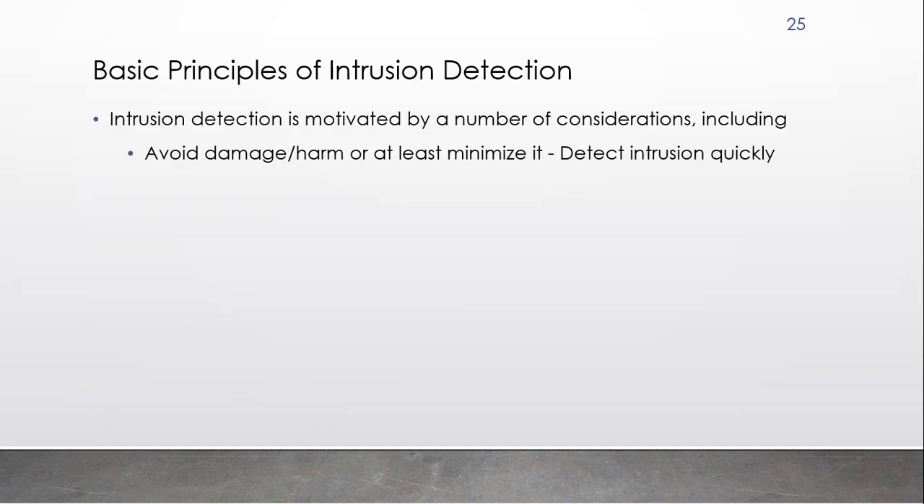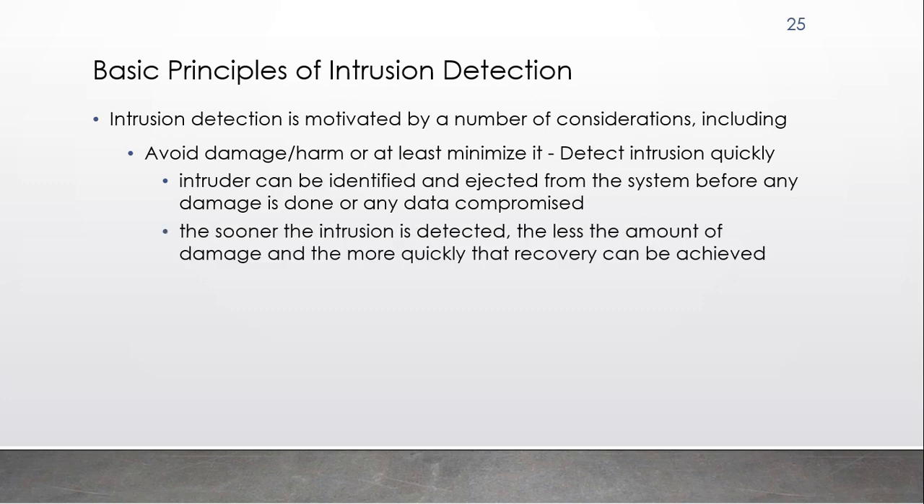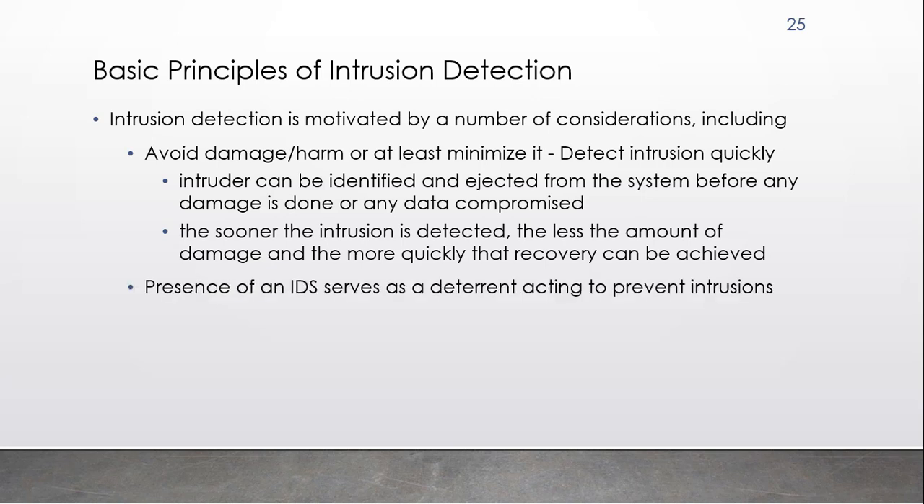Intrusion detection is motivated by a number of considerations, including avoiding damage or harm, or at least minimizing it. The goal here is to quickly detect the intrusion. The intruder can be identified and ejected from the system before any damage is done or any data has been compromised. Thus, the sooner the intrusion is detected, the less the amount of damage and the more quickly that recovery can be achieved. The presence of an IDS serves as a deterrent, acting to prevent intrusions.